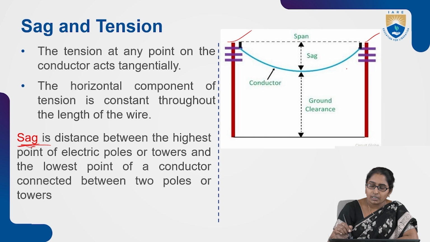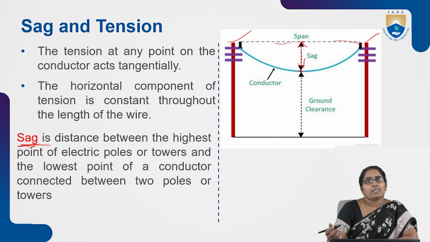This is the conductor, and the lowest point is this one. The highest point of the tower is this point. The distance between the highest point of the tower and the lowest point of the conductor, this distance, is called sag.